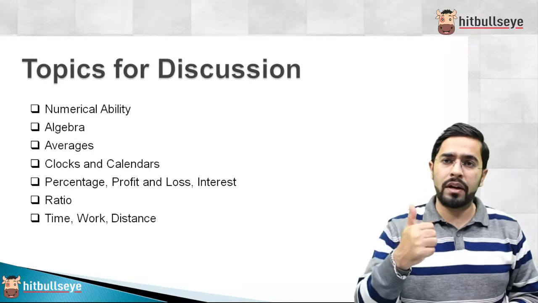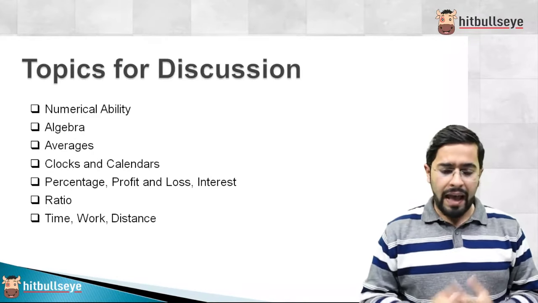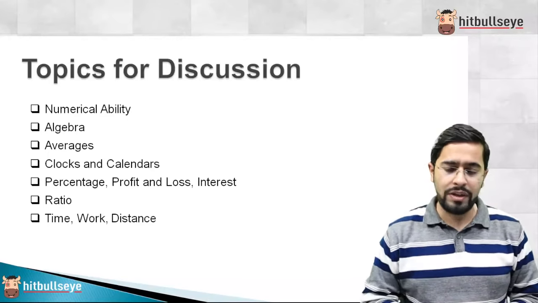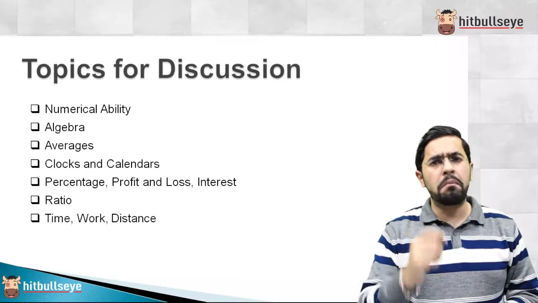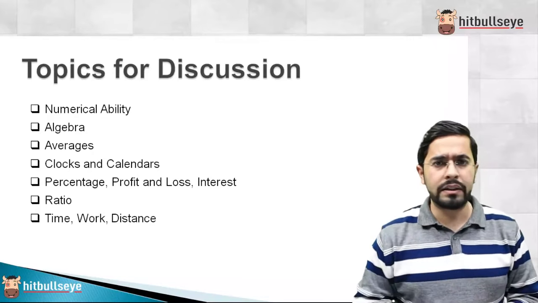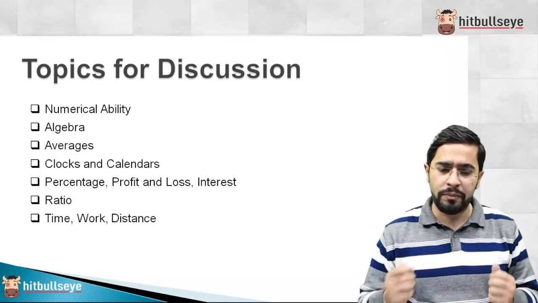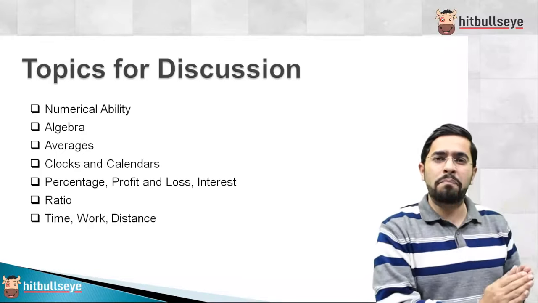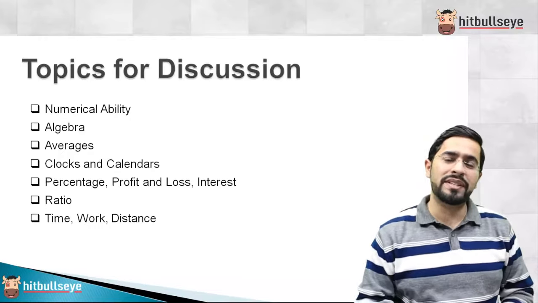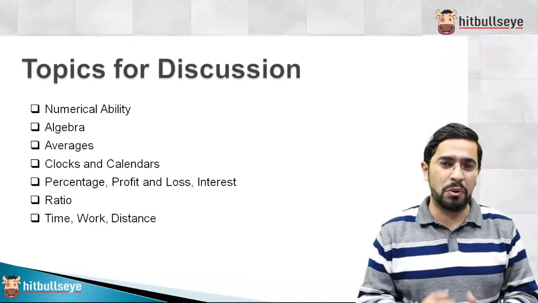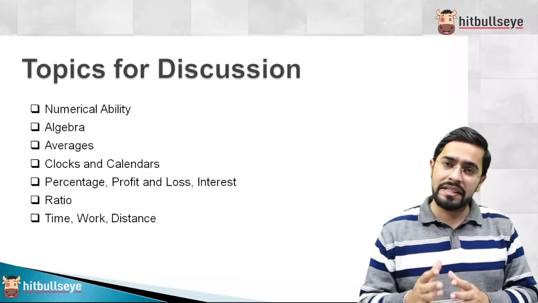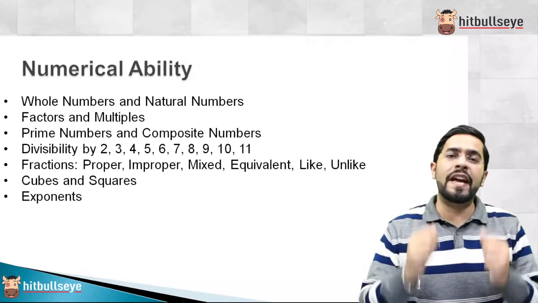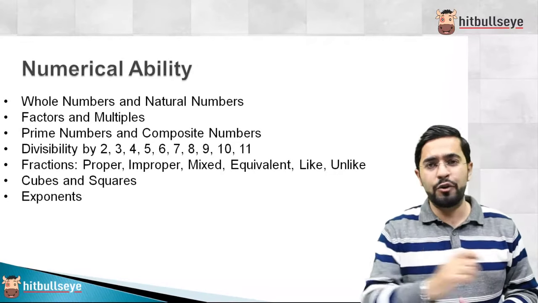Number one, numerical ability, algebra, averages, clocks and calendars, percentage, which will include profit and loss as well as interest, discount and marked price, which are also a part of this section, ratio, that is ratio and proportion, and last but not the least, a topic whose one part is considered very easy by students while the other part is considered equally difficult, and that is time and distance and time and work. So coming to the very first section, that is numerical ability.